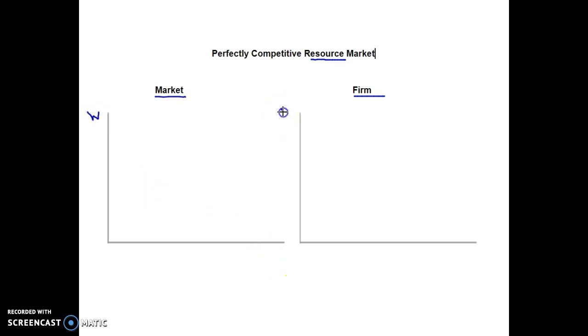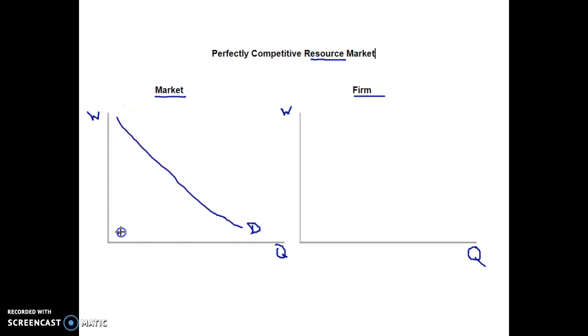We have our wages up here on our y-axis. Rather than price, it's wage. It's possible that we use a different resource other than labor. We could use capital, could use land, but most of the time we're looking at labor here. So if it's land, you would just put price up here. Now I have quantity on both of these here. My market is just going to be a normal demand and supply.